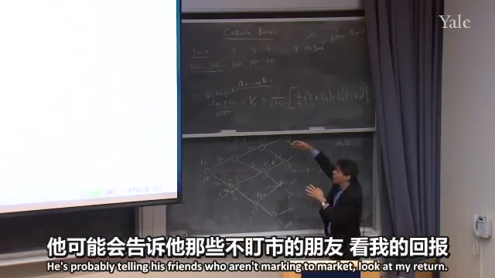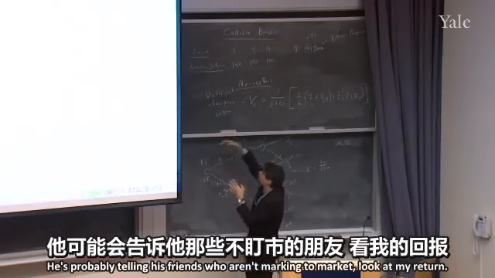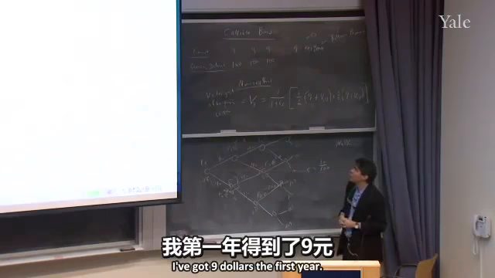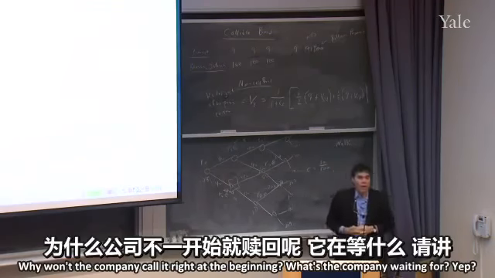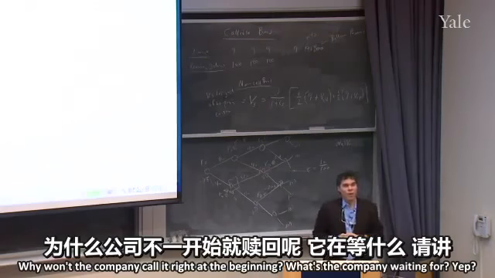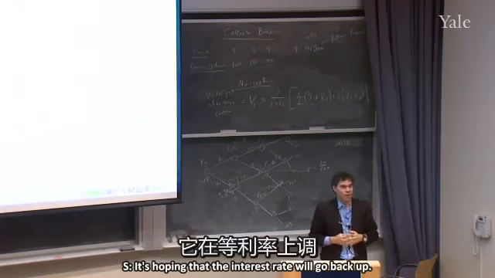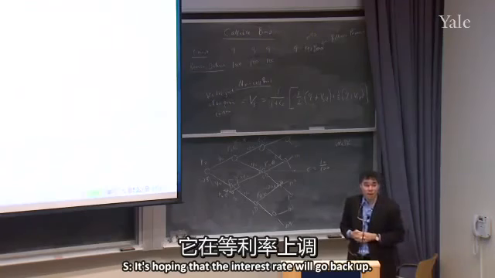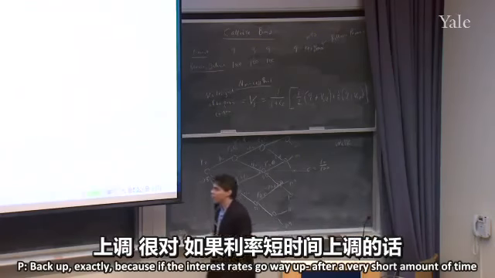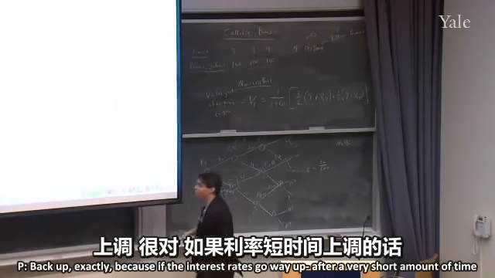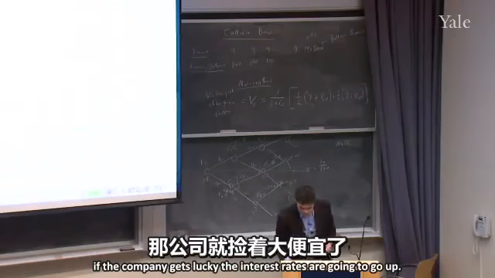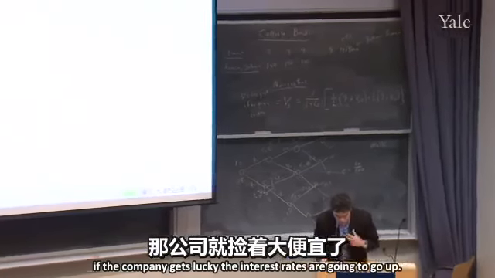He's probably telling his friends, who aren't marking to market, look at my return. I've got $9 through the first year. Look at that great 9% return I got on my investment of 100. Why won't the company call it right at the beginning? What's the company waiting for? Yep, it's hoping that interest rates will go back up. Exactly, because if the company gets lucky, the interest rates are going to go up.